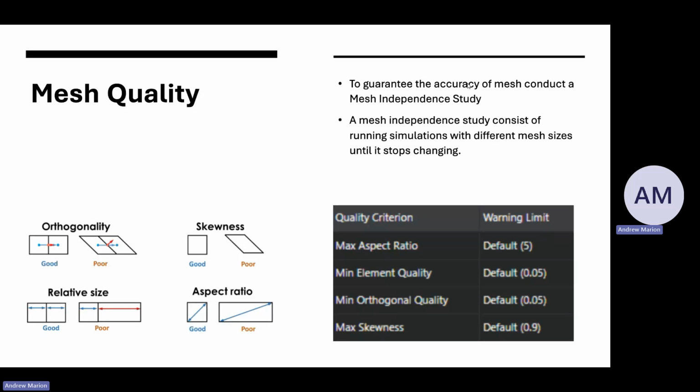There are some ideas for mesh quality, such as orthogonality, skewness, relative size, and aspect ratio. The gist of it is you don't want too many abrupt changes in your cells. So even if you're increasing in cell size, you don't want one cell to be here and then your next cell to be like this, because then what about all the data here and here? It's not going to transfer well.